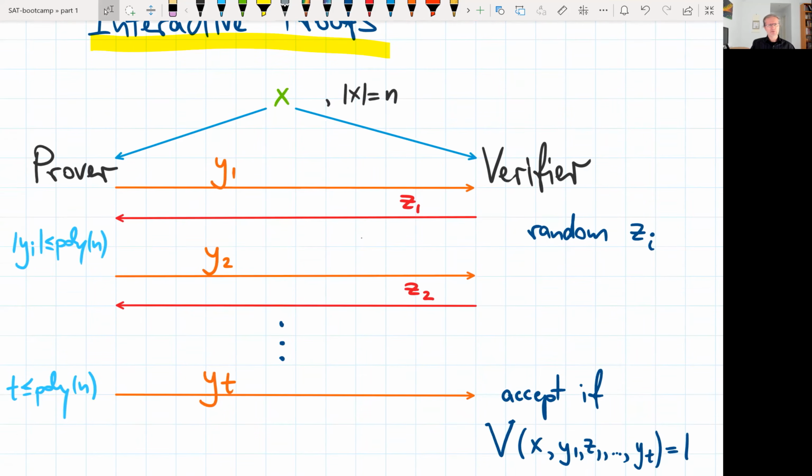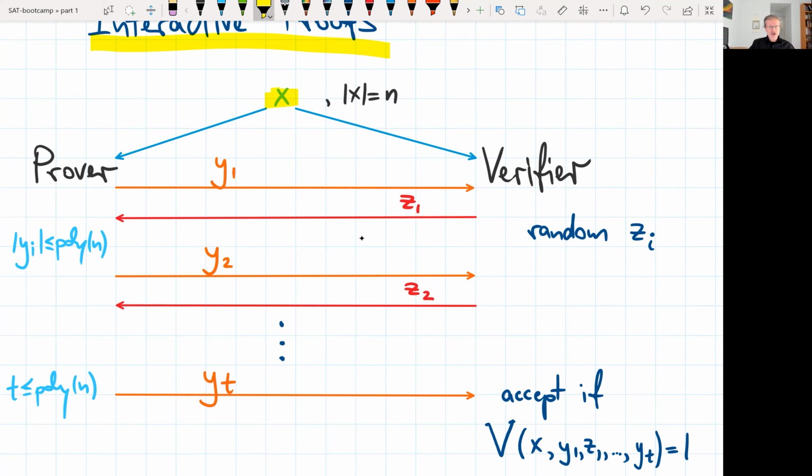As you remember, when we defined the notion of class NP, I used this prover-verifier interaction, the game between the prover and verifier, where both of them were given input X, and then the prover would send a proof or a witness to the verifier, and the verifier will check if the proof is valid given the input X.